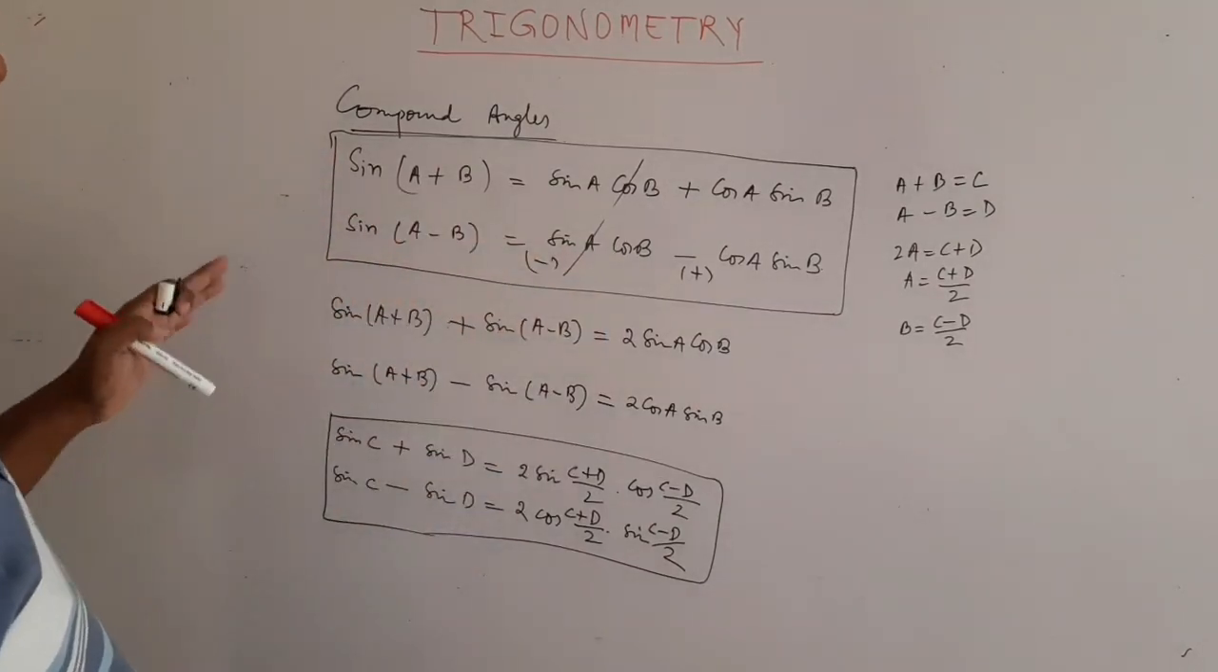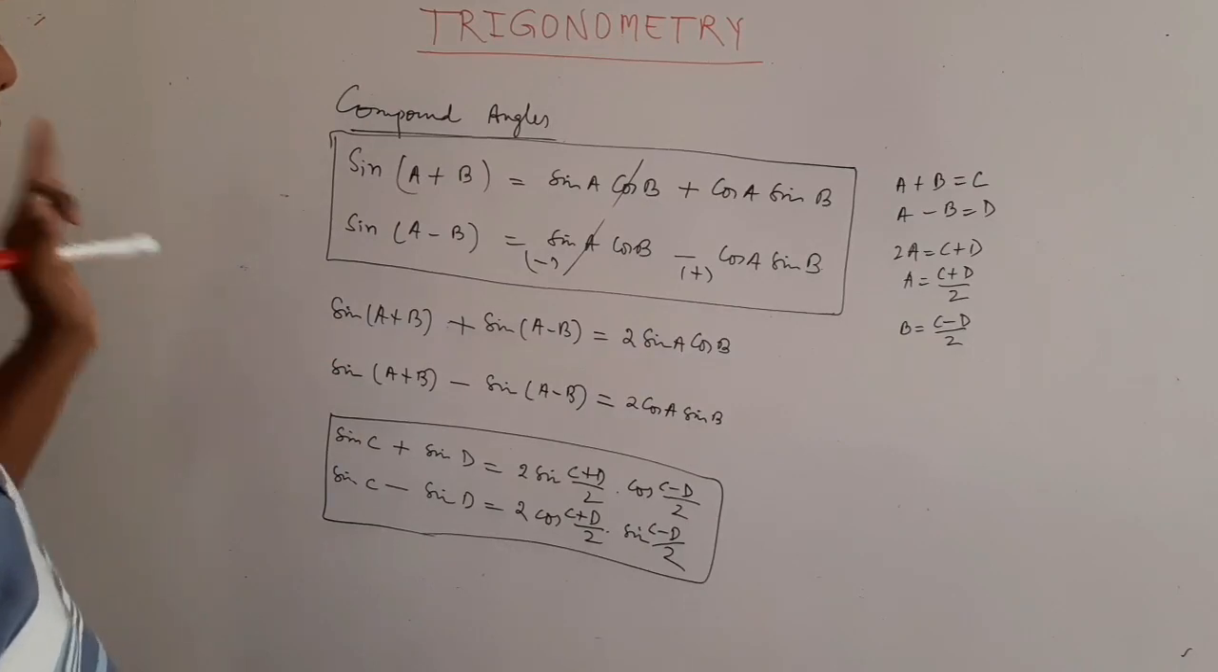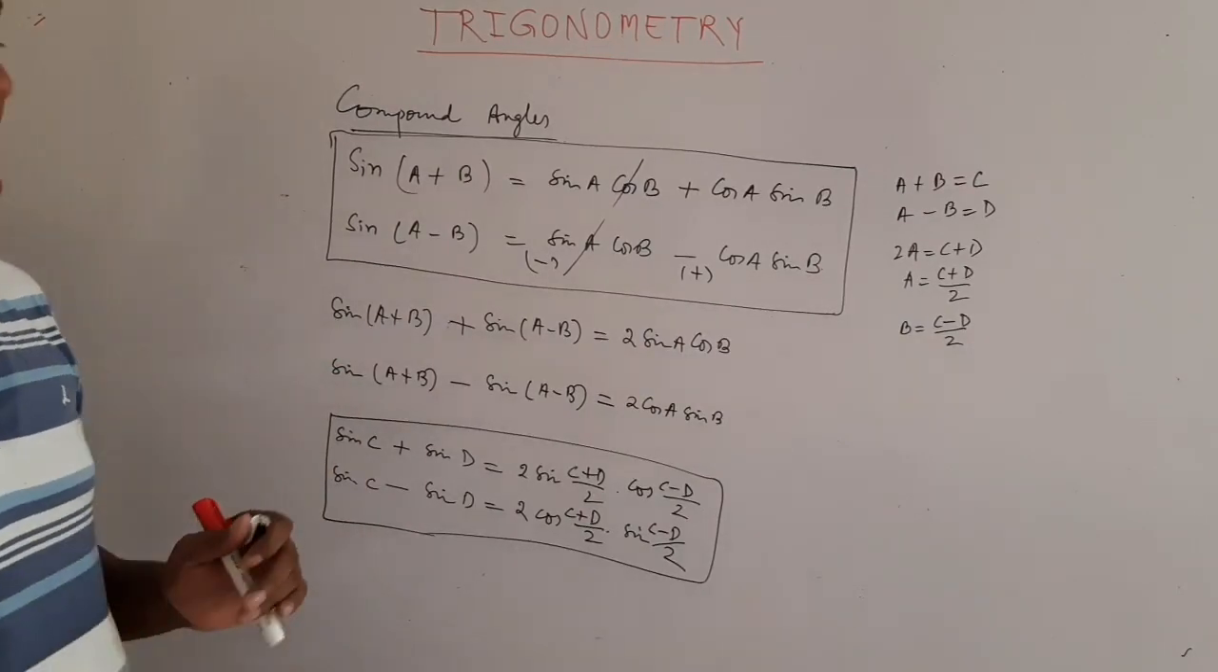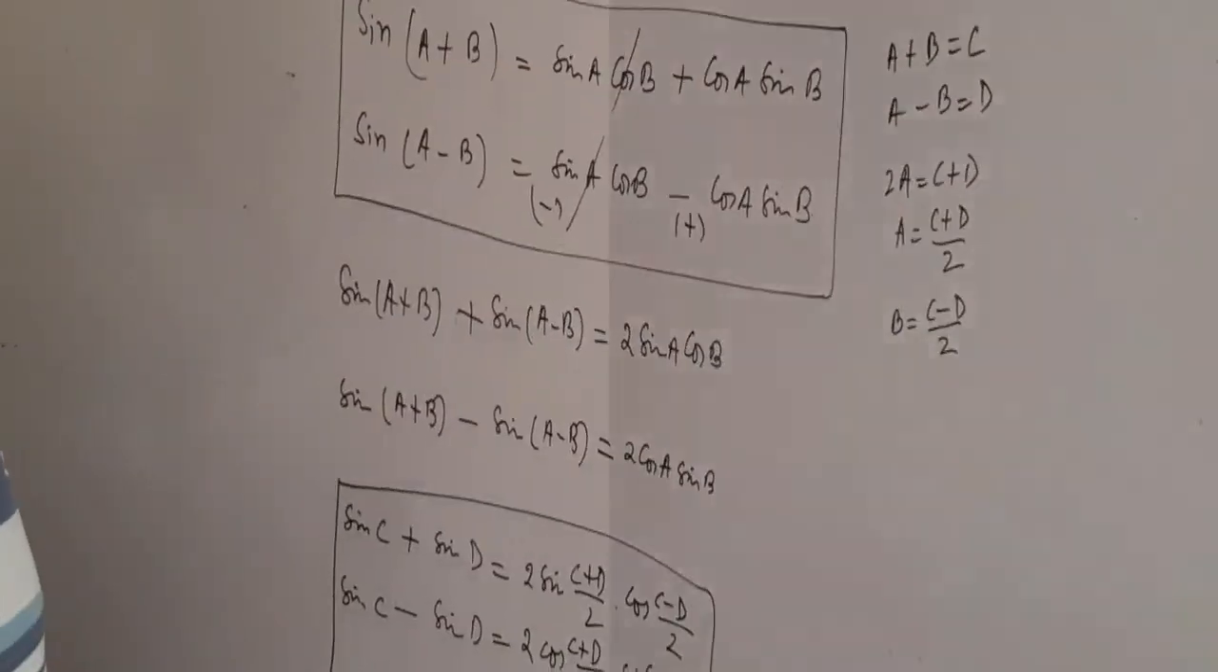After cleaning this, I will write the same relations for cosine also. So till then, just give me a 10 second break.